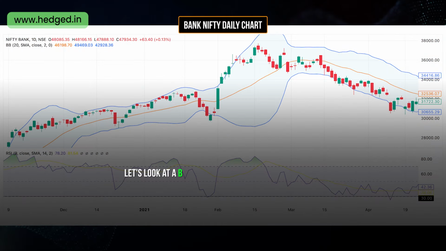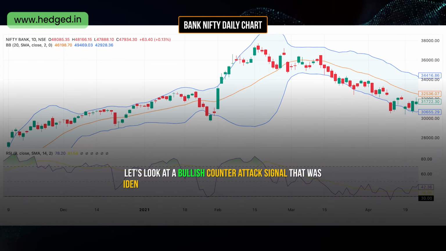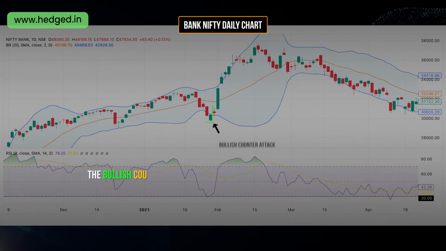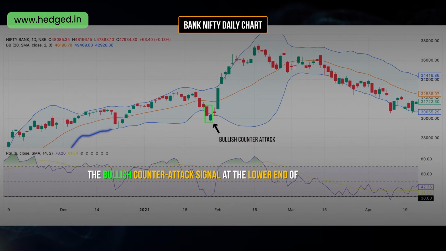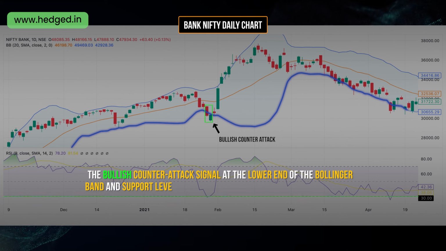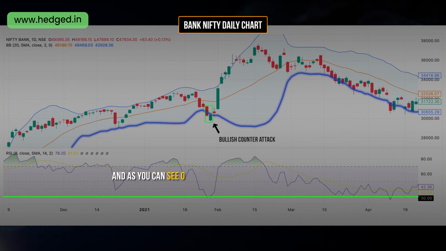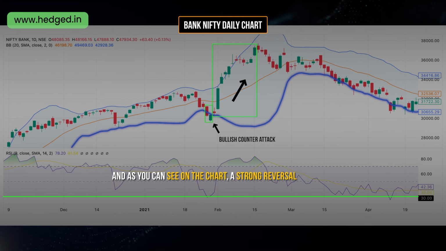Now let's examine some practical illustrations of bullish and bearish counterattack signals on actual price charts. First, let's look at a bullish counterattack signal that was identified on 28th January 2021 on the Bank Nifty chart. The bullish counterattack signal at the lower end of the Bollinger Band and support levels suggested a strong potential for a reversal. And as you can see on the chart, a strong reversal followed after the bullish counterattack signal was identified.